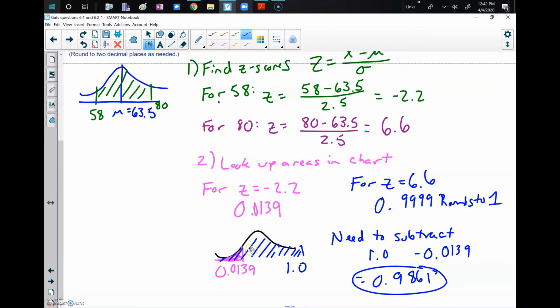Now here, if you look at our areas that we calculated, they're both coming from the left, right? So the value of 1 covers essentially all of my curve from the left all the way up to that 6.6 z-score, and then the value in pink is representing the area from the left up until the negative 2.2 z-score. So to find the area in between those two, we do need to subtract them. So we take the larger area and subtract the smaller area. So the area of 1 minus the area of 0.0139 yields an area of 0.9861.